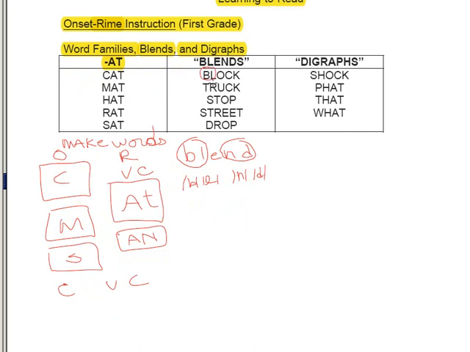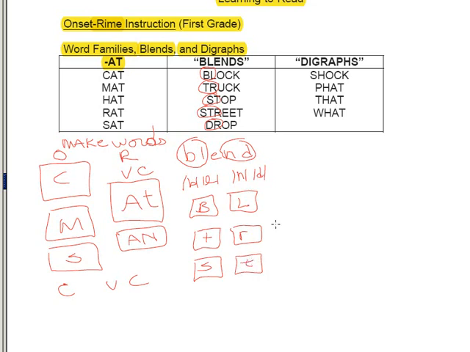Let's look at block, truck, stop, street, and drop. Well, once again, in the word block, you can hear the b, l sound, and that is an onset position. That's the position before the rhyme. You can hear the t, r sounds, two sounds in the onset position of truck. And let's just do one more. You can hear the s, t, stop in the onset position of the word stop. So the onset position happens to be occupied by a blend pattern.